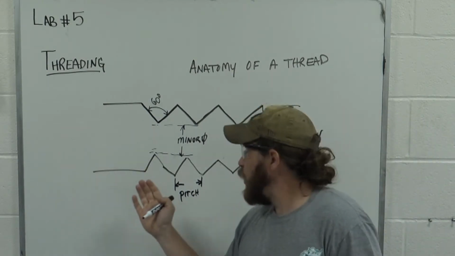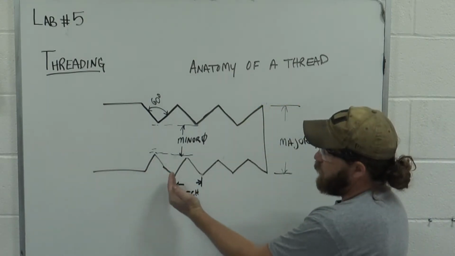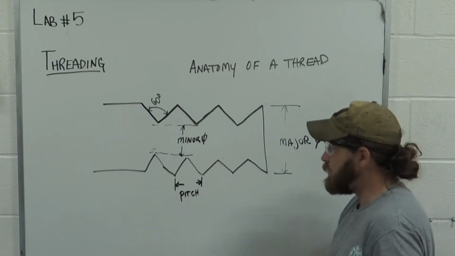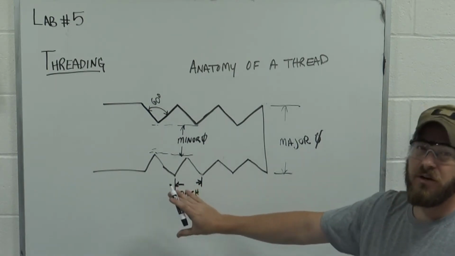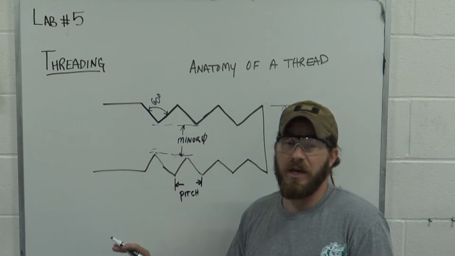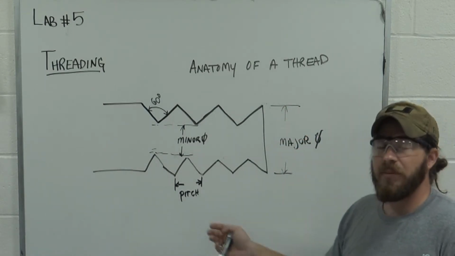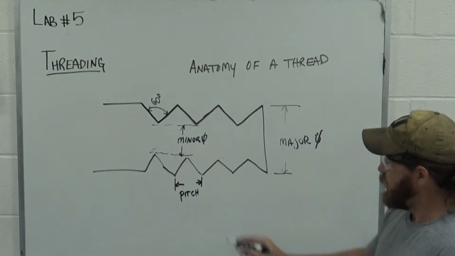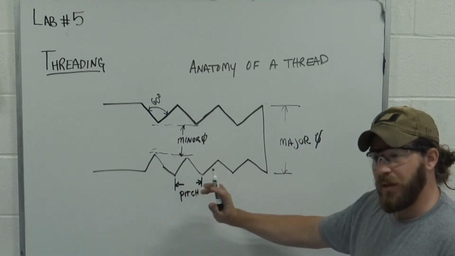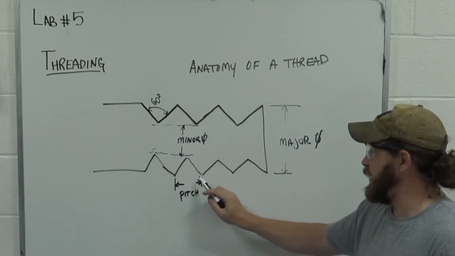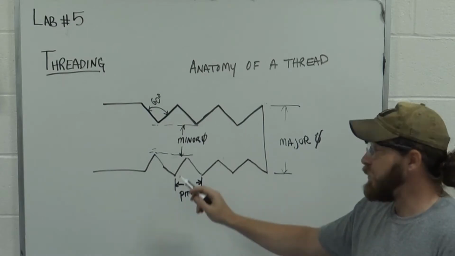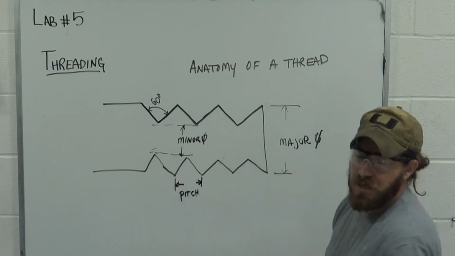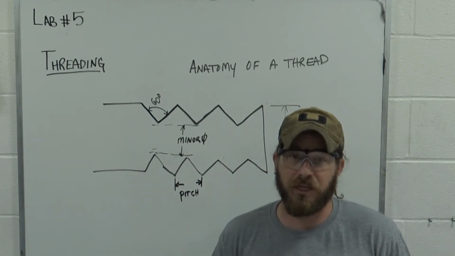The distance from this feature right here, from one part of the thread to the next one over, is called the pitch. Alright? So the pitch is a very, very, very important part of a thread. Other than the major diameter, it may be the next most important part. We'll learn why that's important later. So, pitch can either be from the top of one thread to the top of the next one, or the bottom of one thread to the bottom of the next one. It's all the same, it just moves up and down. But we have to really know the pitch.